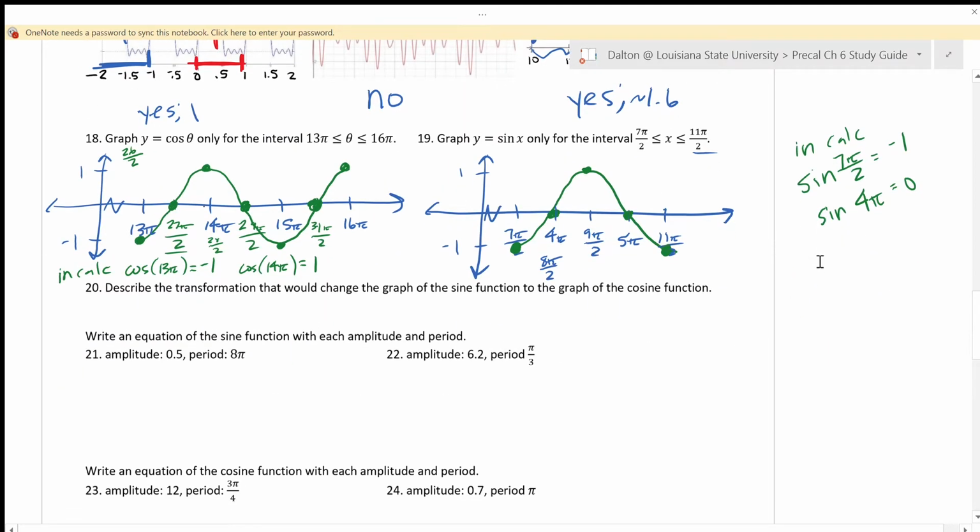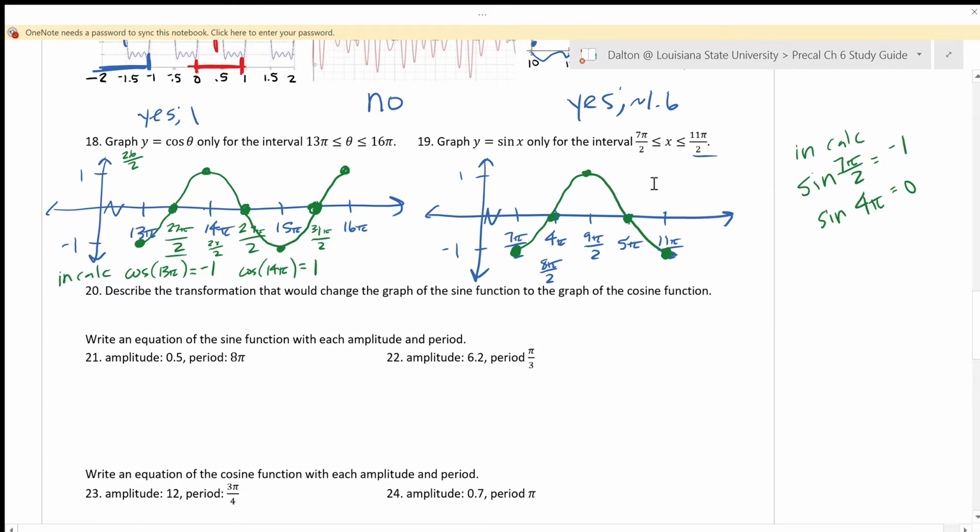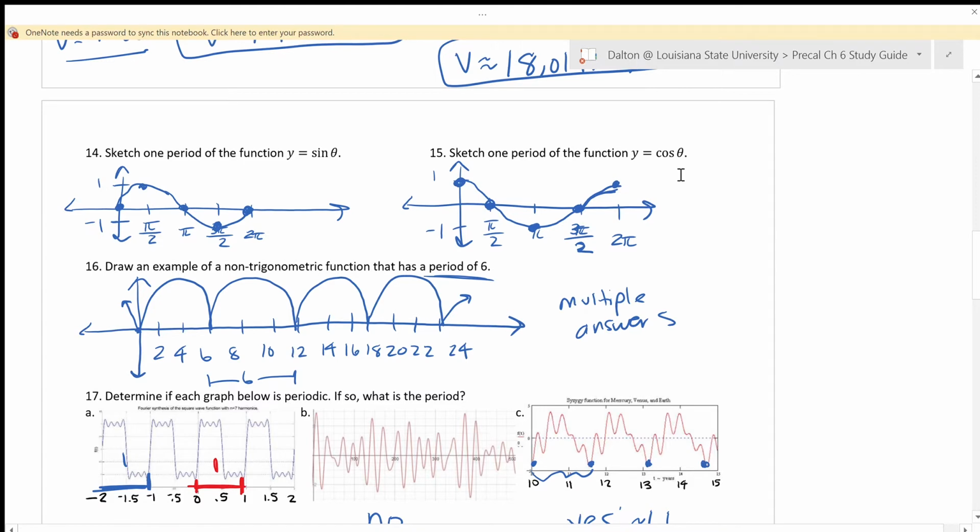Number 20, describe the transformation that would change the graph of the sine function to the graph of the cosine function. To help you with this, you could go back to 14 and 15, and I want to know, what would it take for sine, for this graph on 14, to match on top of cosine? And there are a few answers, actually, but the easiest answer to get from sine to cosine is if we take our sine graph here on the left side, and if we shift it to the left, if this peak point here at pi over 2 would match up here at 0, 1, the rest is a cosine function.